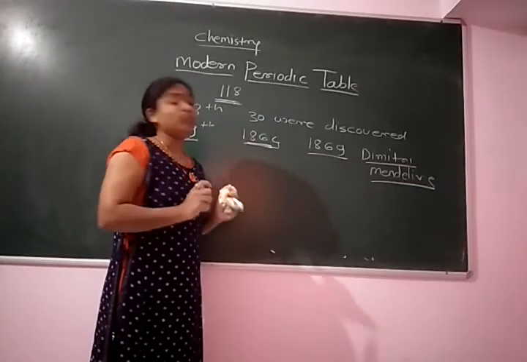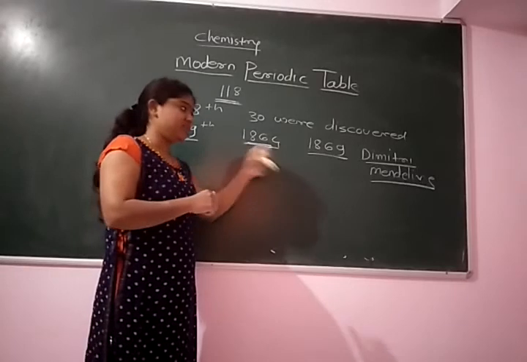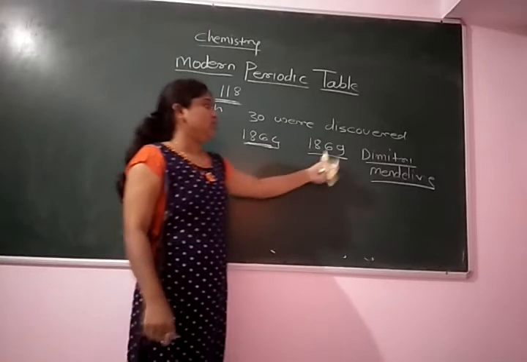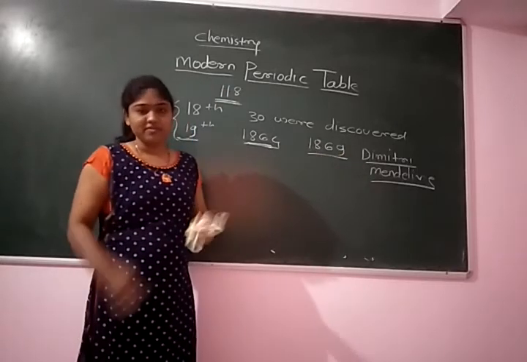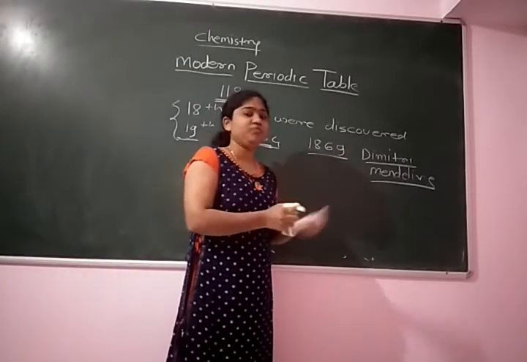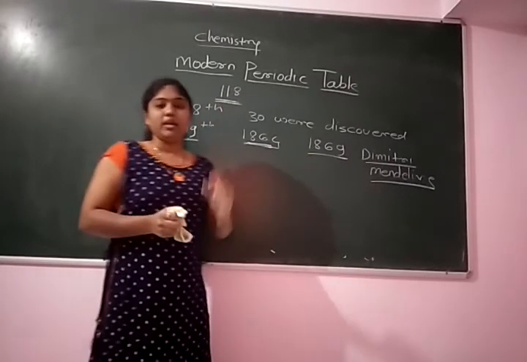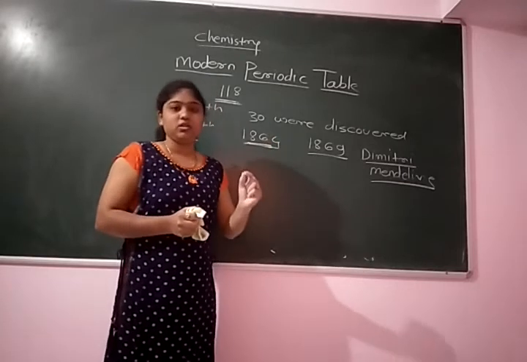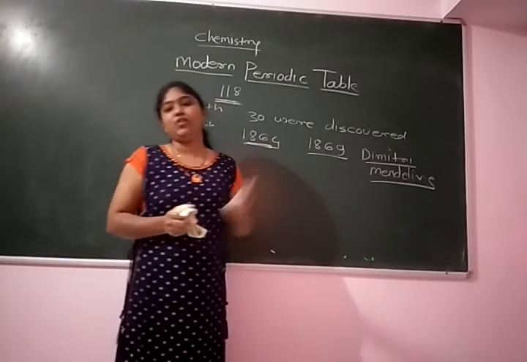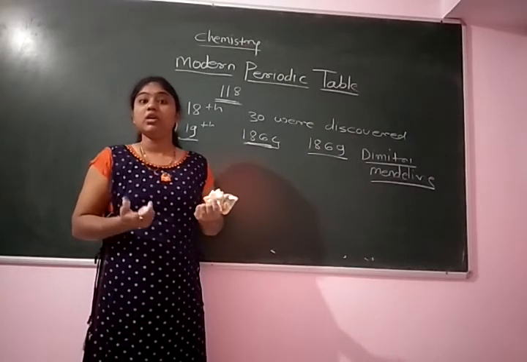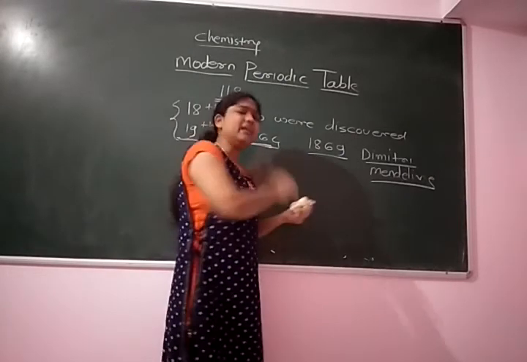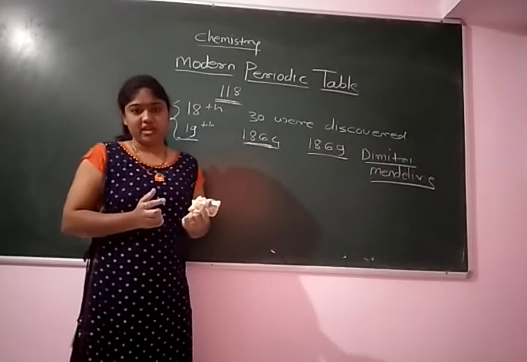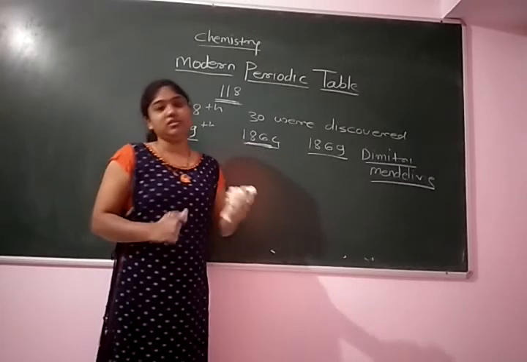That means at the time of Newlands, these 63 elements had been discovered. The same elements were again arranged by Dmitry Mendeleev according to atomic mass. We can say at the time of Dmitry Mendeleev 63 elements were known and these elements were classified. These elements were placed in the periodic table on the basis of their atomic masses. And at that time, Mendeleev's periodic table was designed.